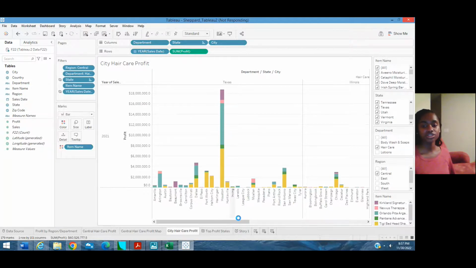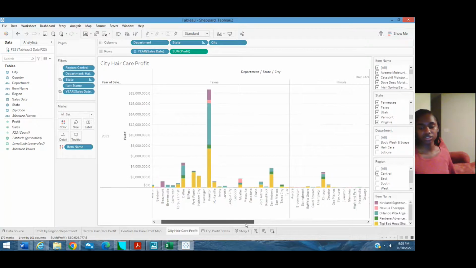And here you can already see in Texas that the most populated cities are the ones with the higher profits. And we see Dallas, Arlington, Fort Worth, San Antonio. These are all very highly populated cities within the state of Texas.